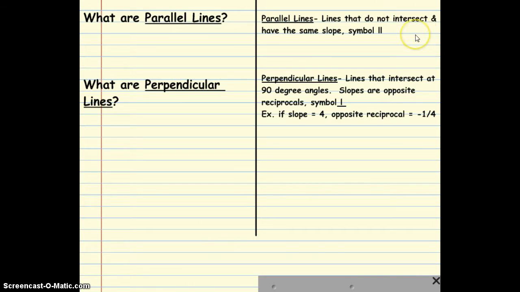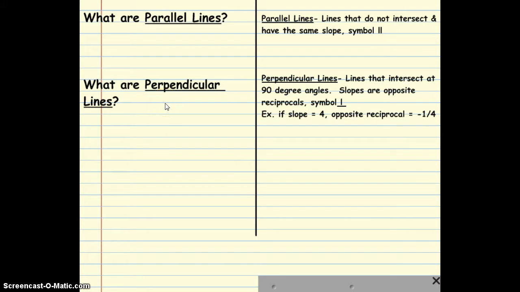Parallel lines are lines that do not intersect, ever. And if they do not intersect, that means they have the same slope. And the symbol for parallel is two lines right next to one another. It looks like the number 11, but they're even closer, so it means parallel.